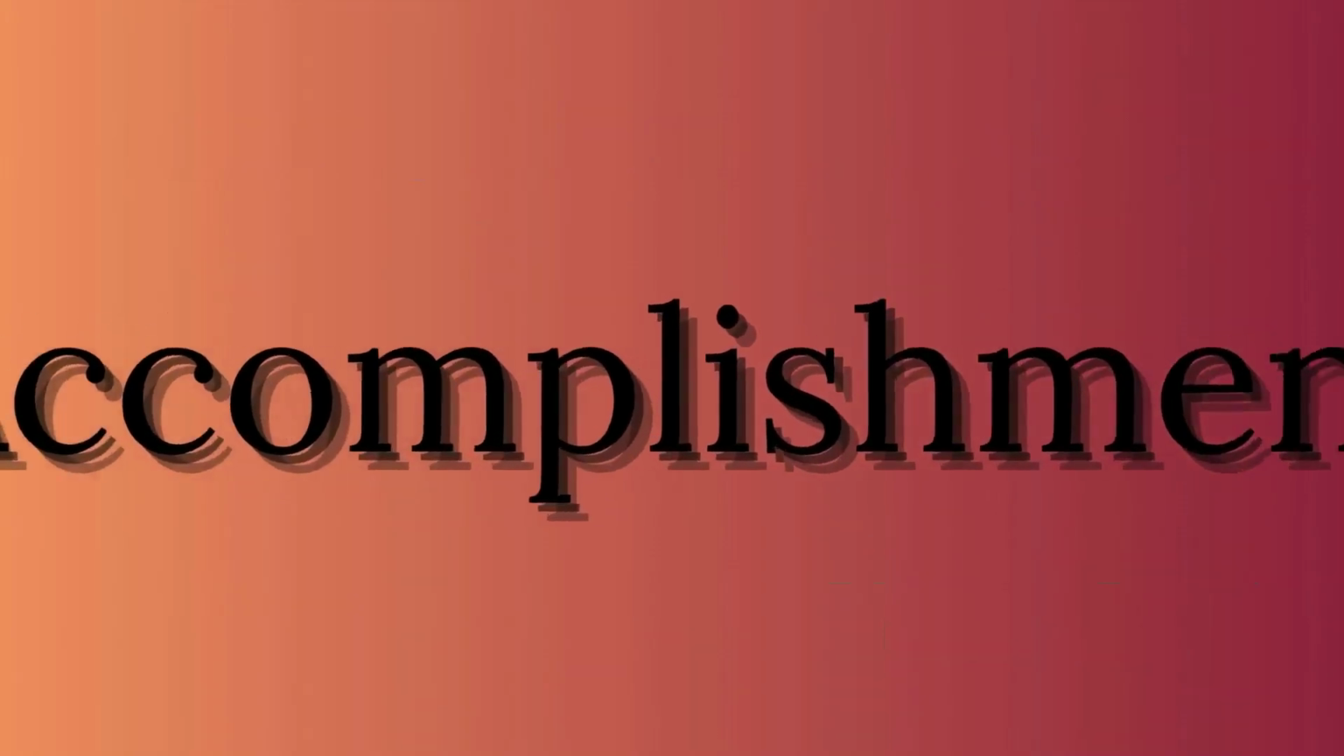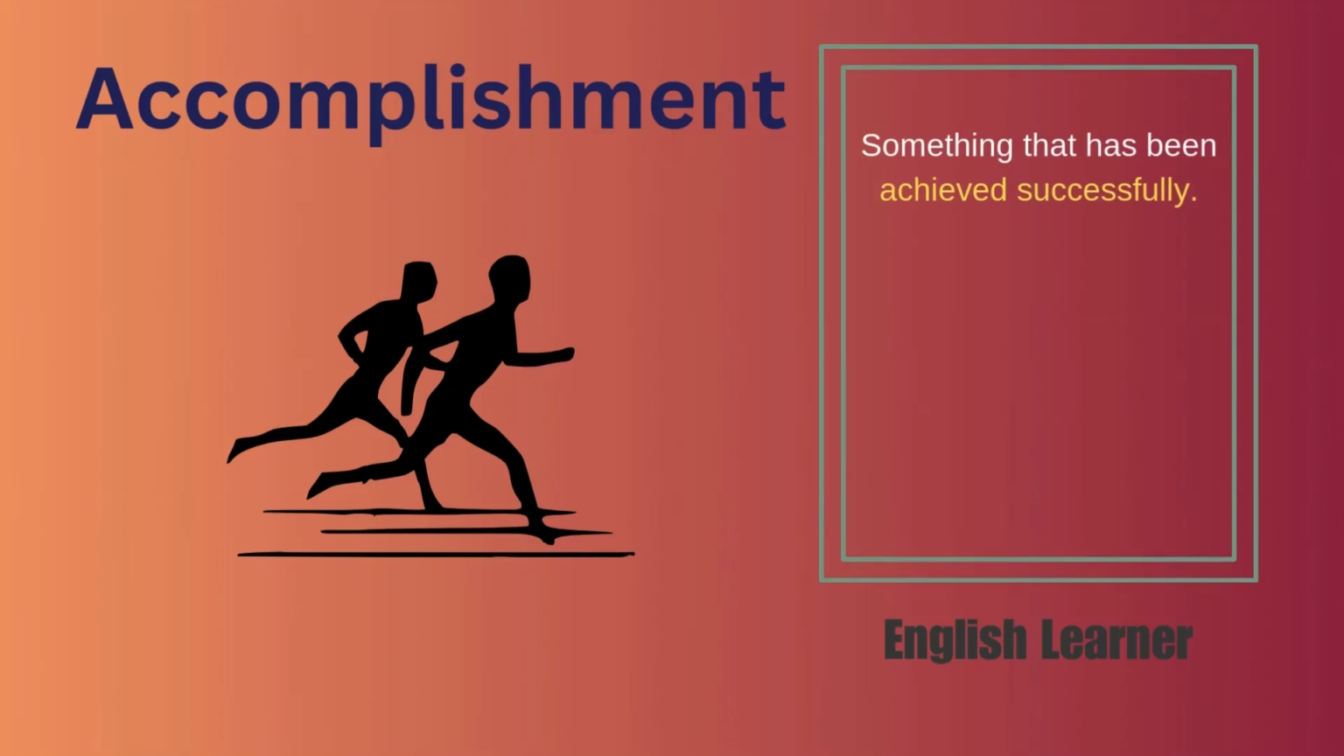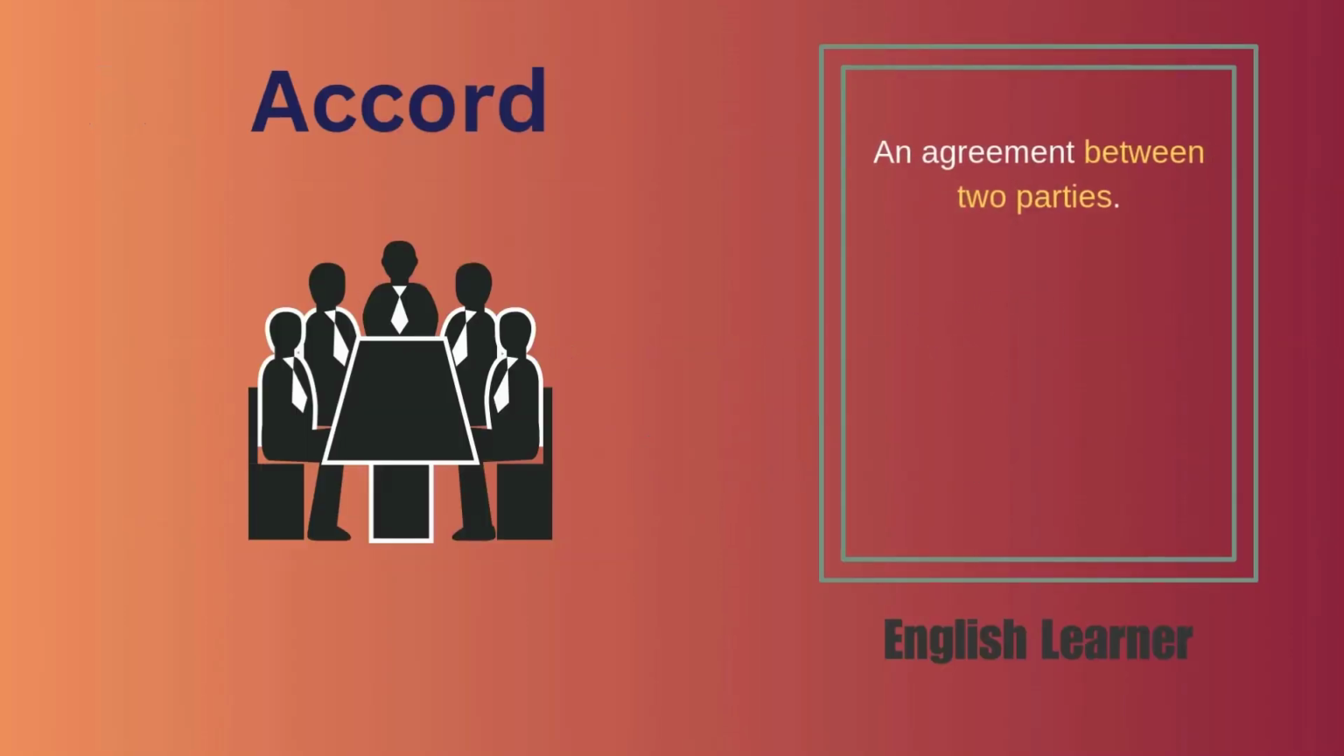Accomplishment. Something that has been achieved successfully. Example. Finishing the marathon was a huge accomplishment for him. Accord. An agreement between two parties. Example. The countries signed an accord to work together in peace.